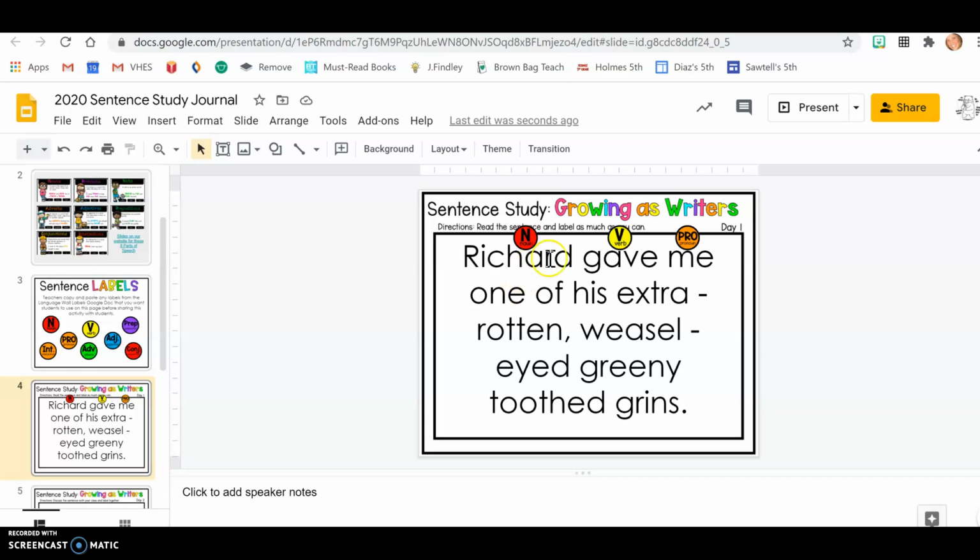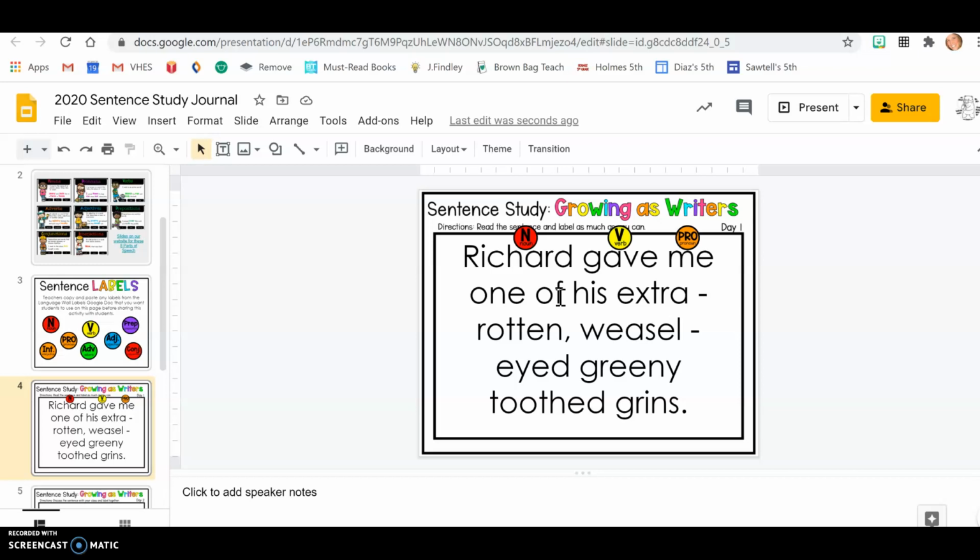All right, moving on. Richard gave me one of. Well, of is definitely not a person, place, or thing. It's not an action word. It doesn't describe anything. It's not a position of, like that doesn't tell me where something is.